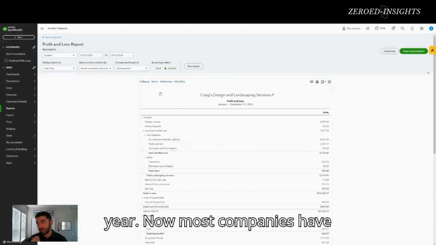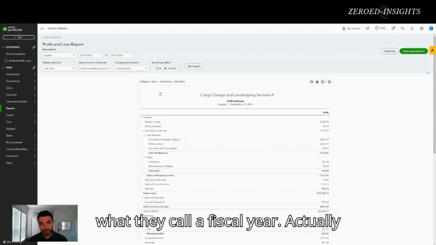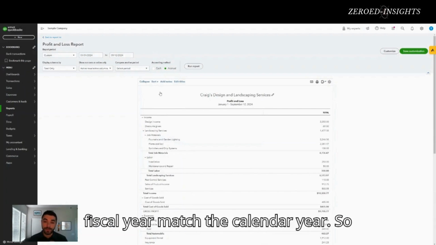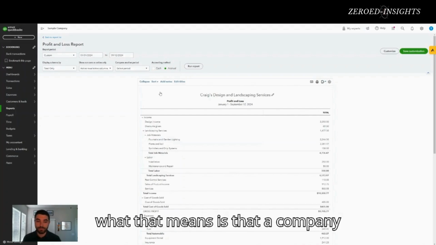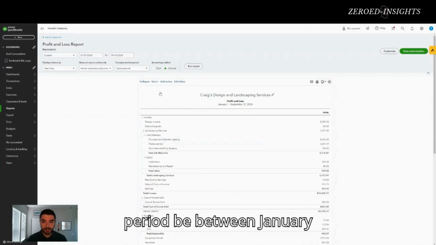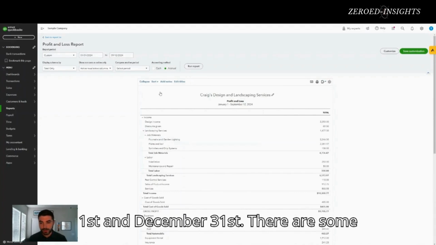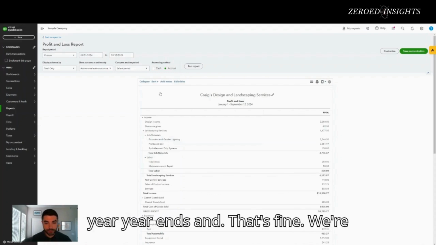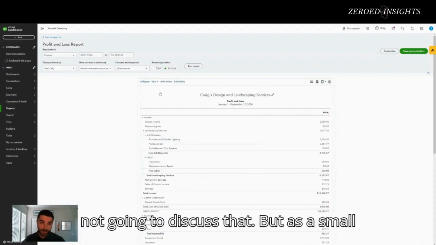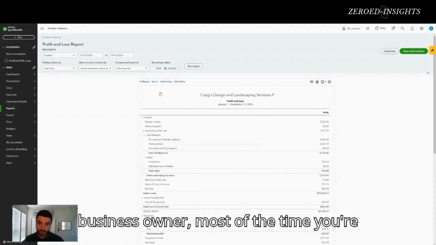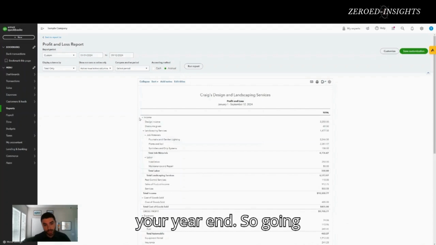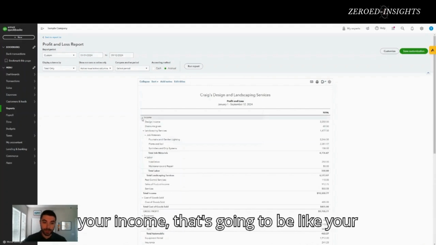Now, most companies have what they call a fiscal year. Actually, all companies have a fiscal year, and most companies have their fiscal year match the calendar year. So what that means is that a company would essentially have their accounting period be between January 1st and December 31st. There are some companies that have off calendar year ends, and that's fine, and we're not going to discuss that. But as a small business owner, most of the time you're going to line up as December 31st being your year end.